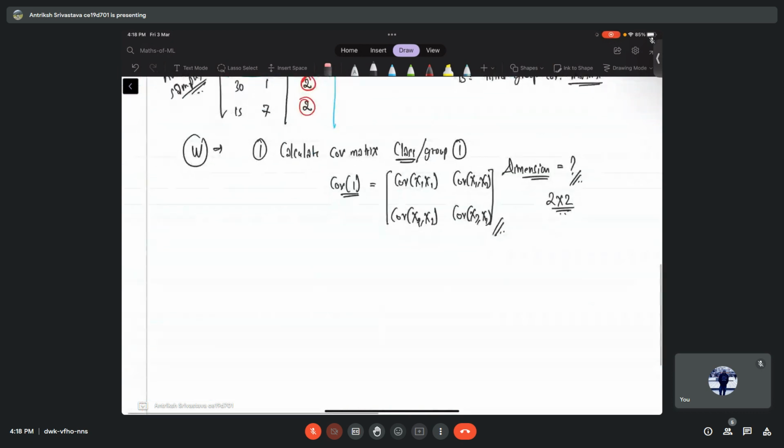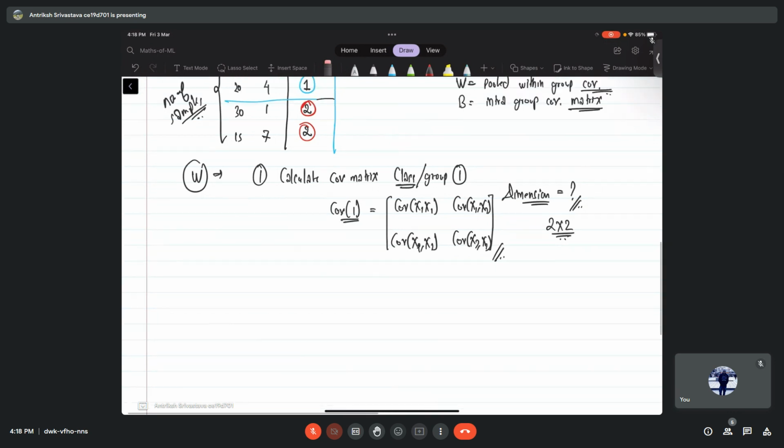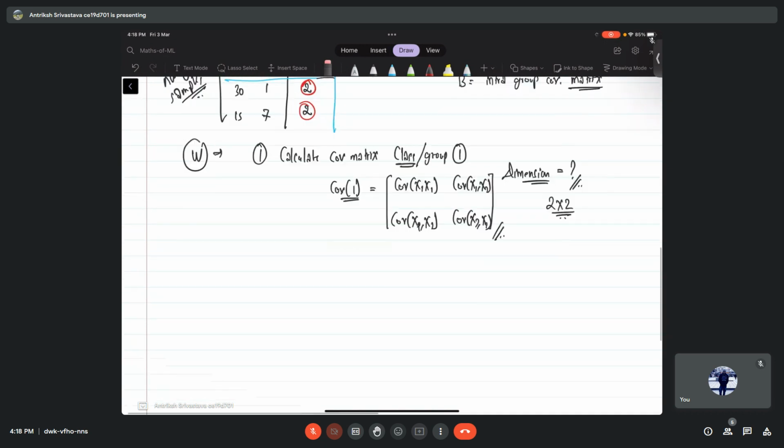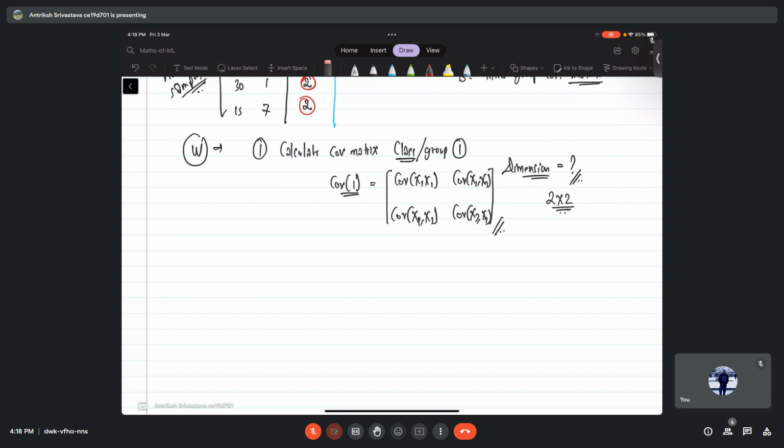Now the formula of covariance, that I'm not going to tell you. You can go back to the slides and refer to this formula. We are just going to go over the overall concept of this thing. So you get the covariance of 1, and then step 2, get the covariance of 2.